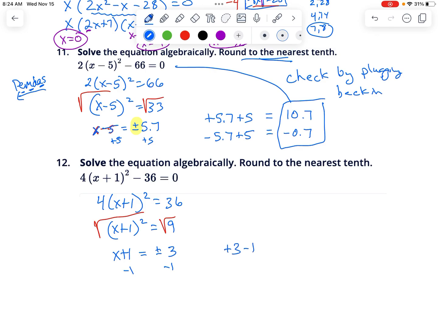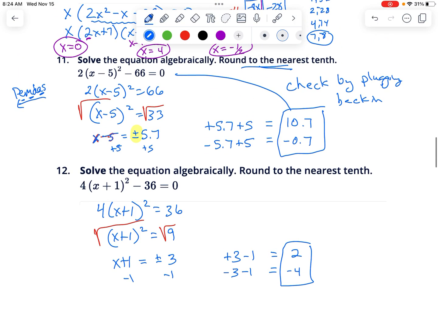And so then when I subtract 1 here, I'm going to subtract 1 from a positive 3, and from a negative 3. So I get 2, and I get negative 4. So these are my answers. Again, I could plug them back in, and I could see if I'm getting 0 for that.